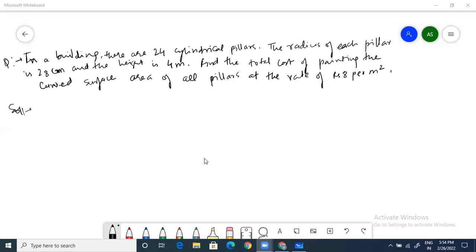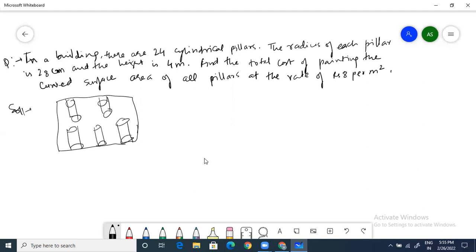8 per meter square, which means there is a building here. In this building, there are a lot of cylindrical pillars. You have one, you have a second, then you have some more. There are a lot, and I'm not going to create 28 cylinders here. The idea is that there are such pillars in this building. Just assume this is the back side of the building. They are touching the wall. Even these are touching the wall, and this is a 3D kind of shape.